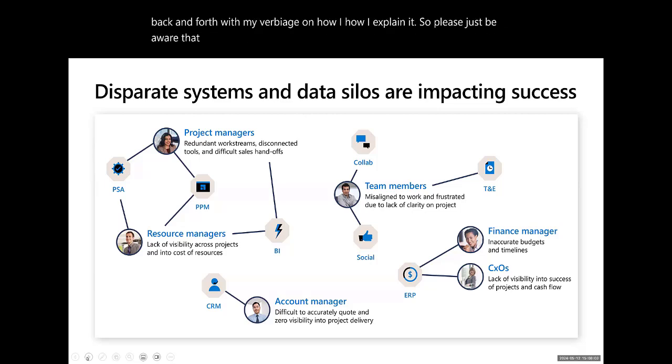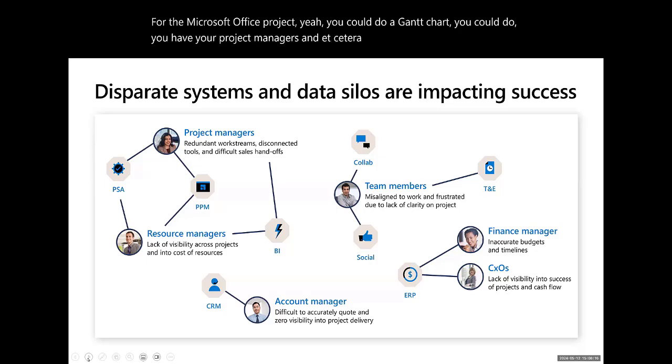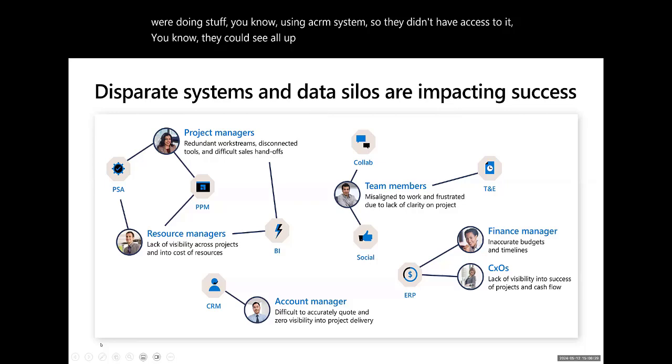But we have found that a lot of times, especially with people who are just using Microsoft Office Project, you could do a Gantt chart, you have your project managers and so on, but you couldn't really schedule the resources. So the resource managers had a problem. The account managers were using a CRM system, so they didn't have access to it. They couldn't see all up. Team members couldn't collaborate, so it was just very disparate systems.